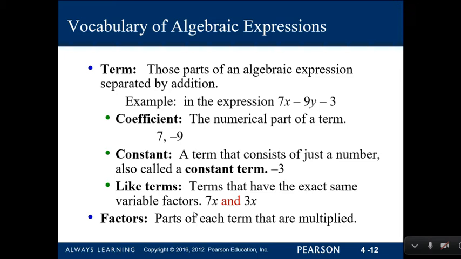Like terms, when we talk about like terms, they are terms that have the exact same variable part. 7x and 3x are like terms. Up there in that one above, 7x minus 9y, those are not like terms because the variable parts are different, and they have to be exactly the same. If that was 7x squared and 3x, they would not be like terms because it would have to either both be 7x squared and 3x squared, or they would have to both be x's, okay? And factors are parts of each term that are multiplied. 7's a factor of 7x, x is a factor of 7x, okay?